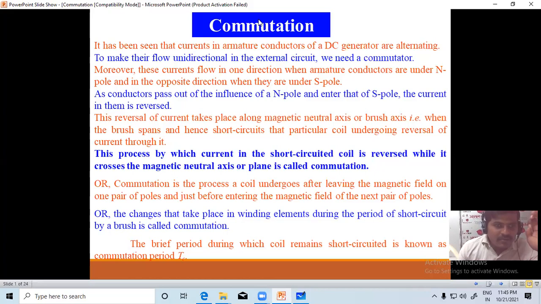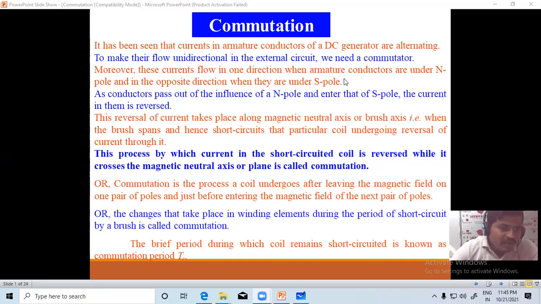Just give a comment. All of you understand commutator, what is the action, how it will be done. I will tell by considering one example or one coil. So commutator or commutation action is nothing but when any one coil or one conductor passes from one pole to another pole, or travels from one pole to another pole, then there is a reversal of current.